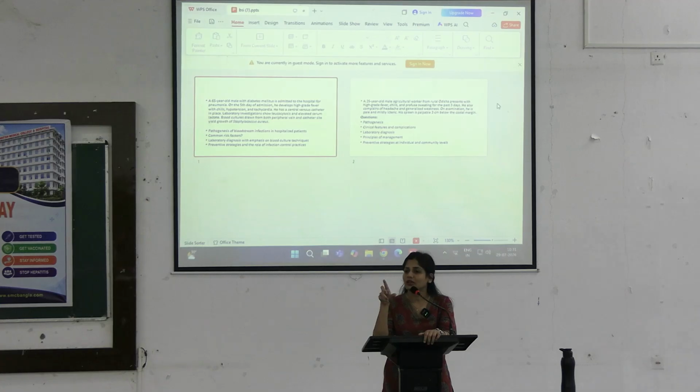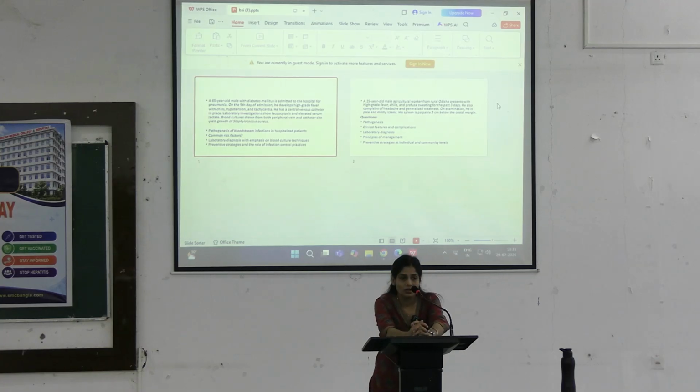What else should be there along with this? Some clinical symptoms should be there. What clinical symptoms does this patient have? Hypertension. So, patient is going into sepsis, right? Okay. Now, what is the pathogenesis of bloodstream infections? In this case, what could you say in a hospitalized patient? Which device is inserted here? Catheter. Central line, you could say.